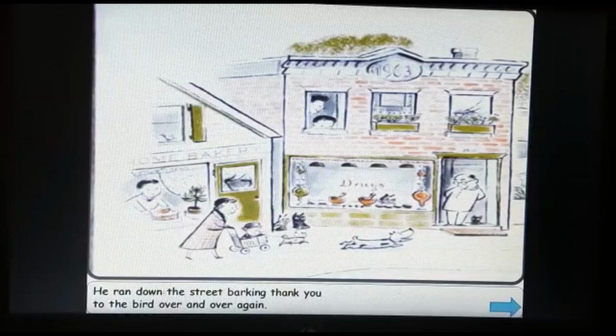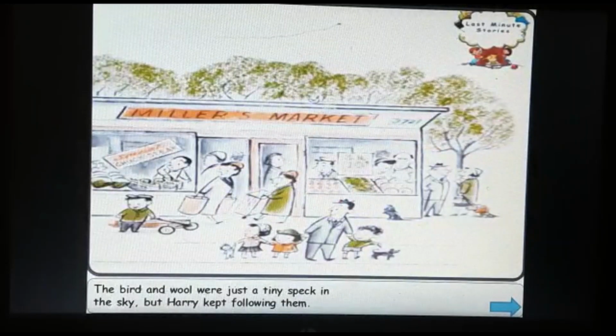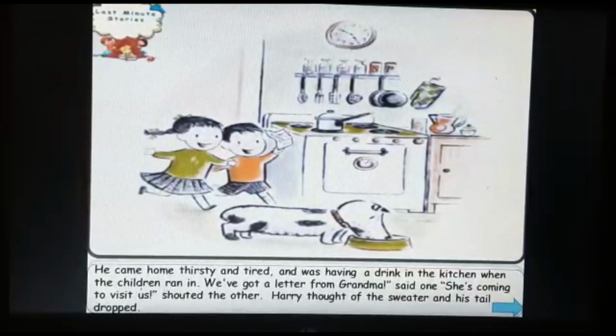The sweater is gone, and Harry is so happy. The bird and the wool were just a tiny speck in the sky, but Harry kept following them. What is the meaning of speck? Harry came home thirsty and tired and was having a drink in the kitchen when the children ran in.